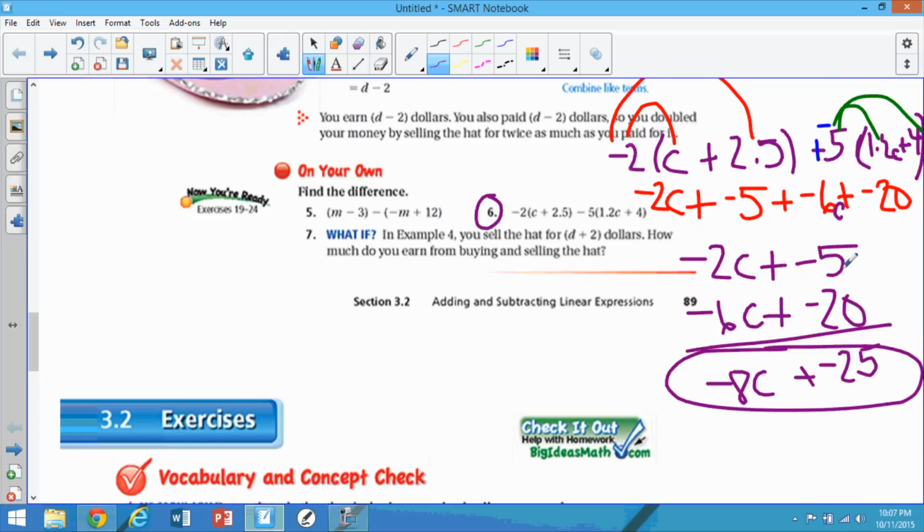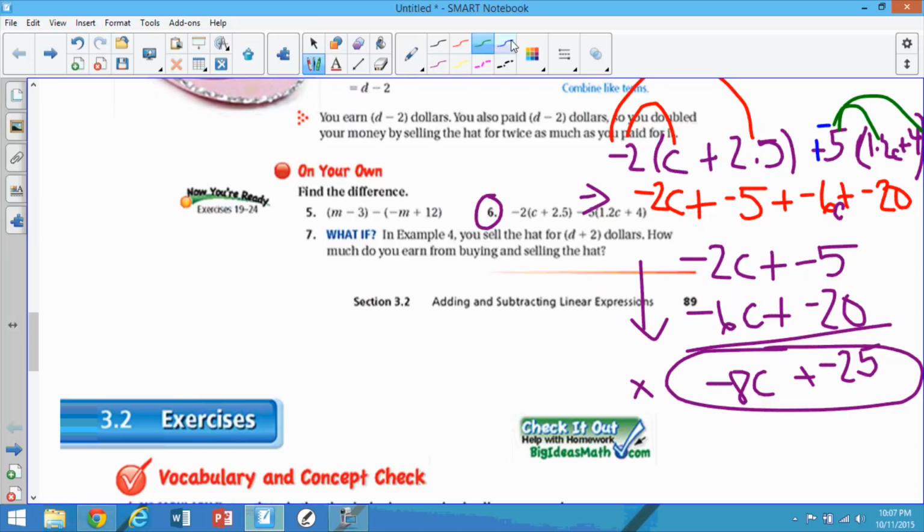And this is what I would want to see for work. I expect to see that. You're going to get a point for showing that you can distribute. You're going to get a point for showing that you know how to turn this subtraction problem into plus the opposite. And then you're going to get a point for showing the combining of your like terms, and you're going to get a point for your answer.